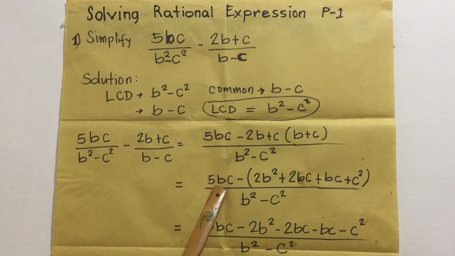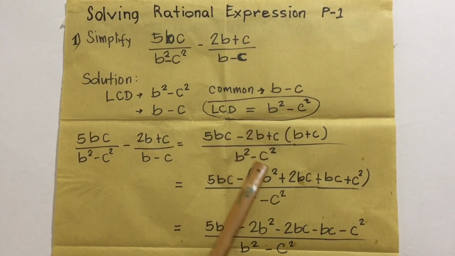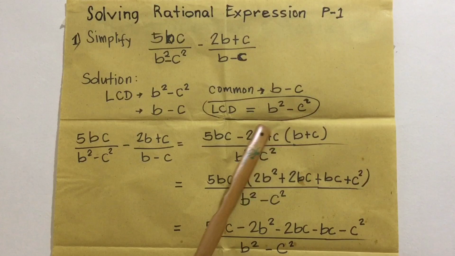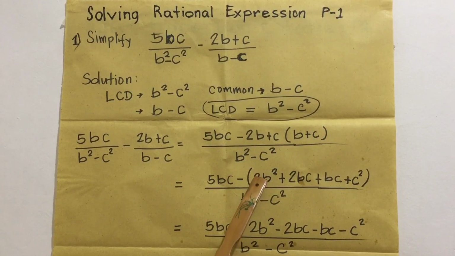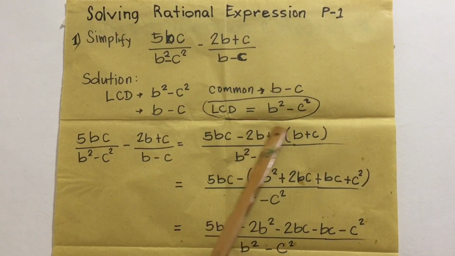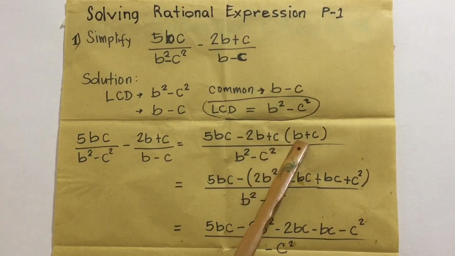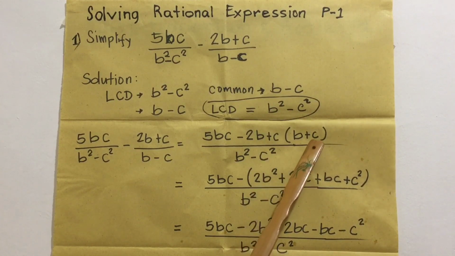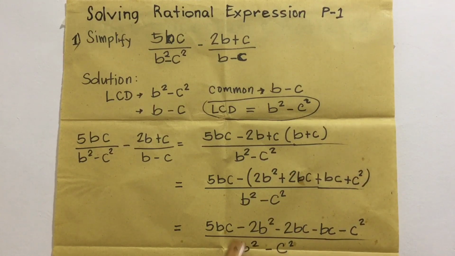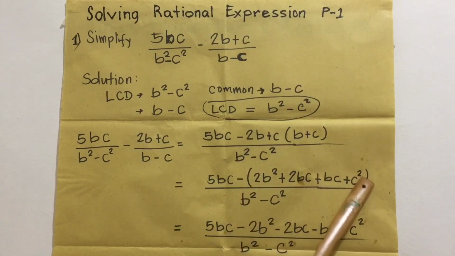Copy 5bc, then minus 2b plus c. We're going to multiply to b, we now have 2b squared, then multiply to c, we now have 2bc. Then next, c times b, we have bc, then c times c equals c squared. Then we still have the negative. Then our next step is to remove the parentheses.